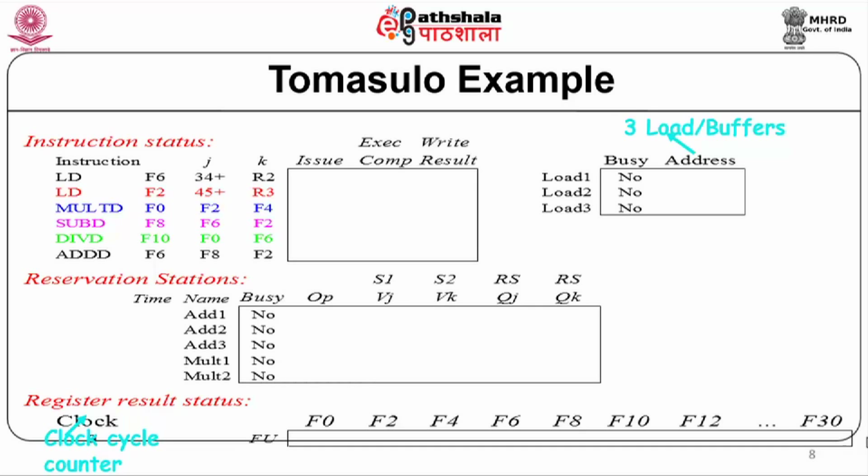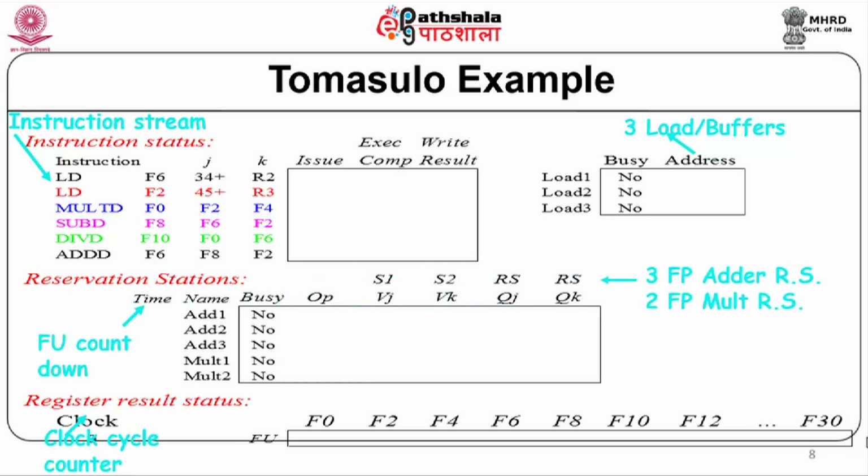You have a clock cycle counter which gives you the current clock cycle that is in progress. And you also have a countdown register which tells you how many clock cycles of the latency are over now. Suppose you have a multiply instruction and it takes 10 clock cycles, how many of those 10 cycles are now over. And we are looking at 3 floating point adder reservation stations, and 2 floating point multiplier reservation stations.